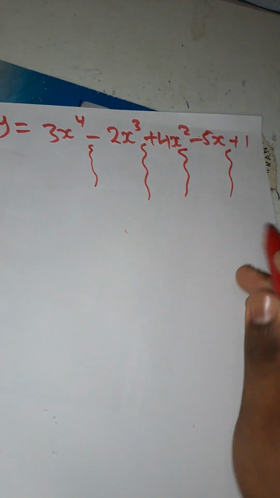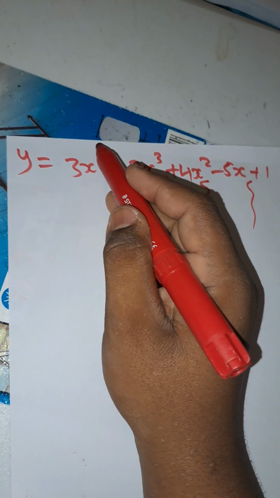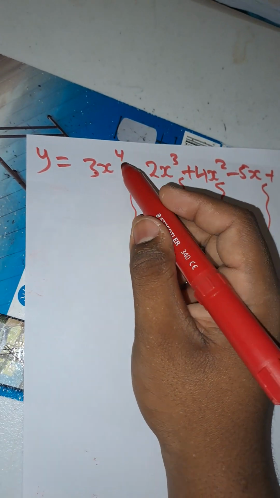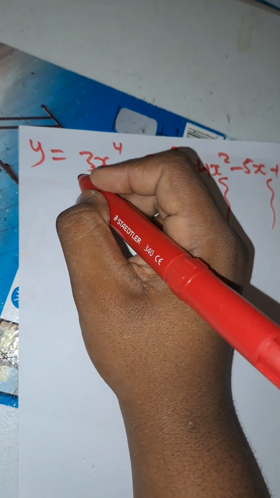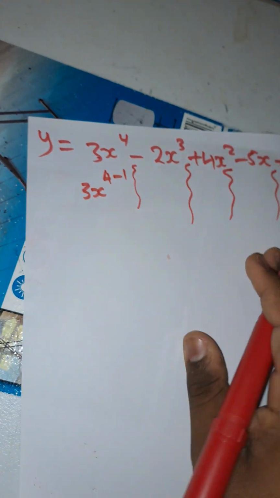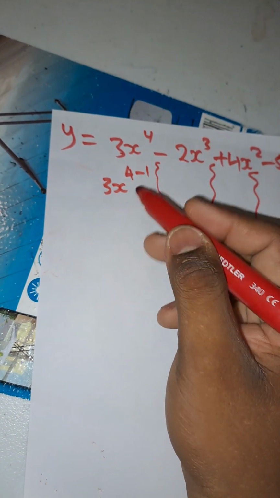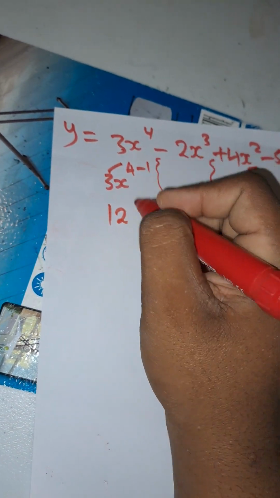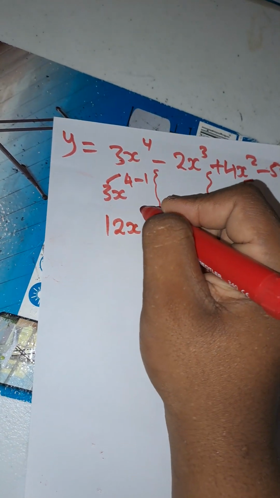Okay, let's work. So I have the coefficient of x, which is 3, and to the power 4. What must I do there? I must write this. So I will say 3x and then 4 minus 1. Okay, and then what must I do to solve this thing? It will be 4 times 3, which is 12x, but to the power of 3.